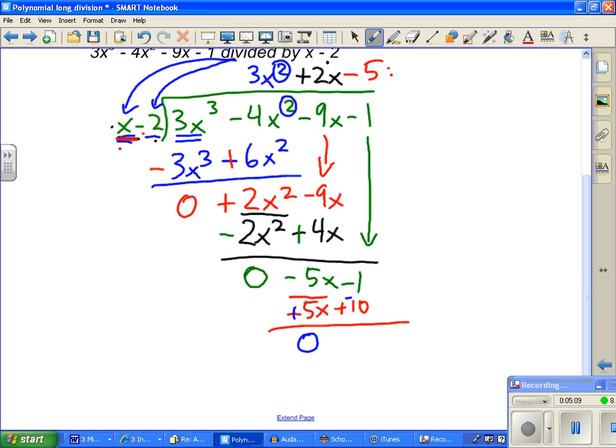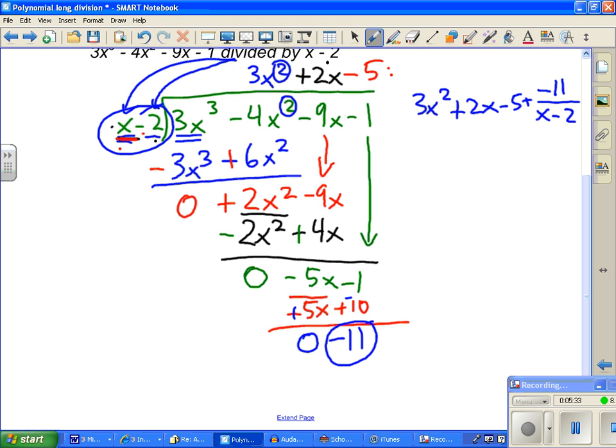So that I get 0 here, and then I have negative 1 minus 10, which is negative 11. Okay, so my answer now is 3x squared plus 2x minus 5, and then my remainder, negative 11, goes over, and I have to add this on there. My negative 11 goes over whatever I divided by, which is x minus 2. And there's my answer: 3x squared plus 2x minus 5 plus negative 11 over x minus 2.